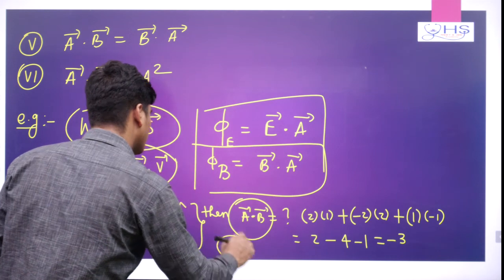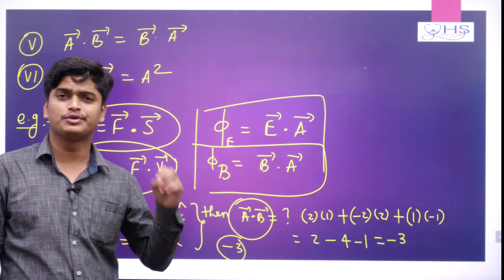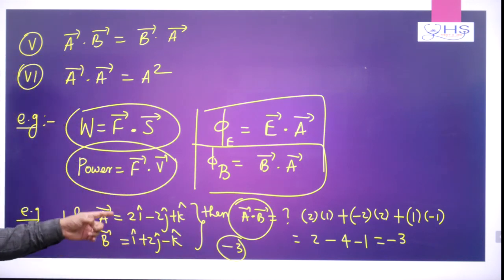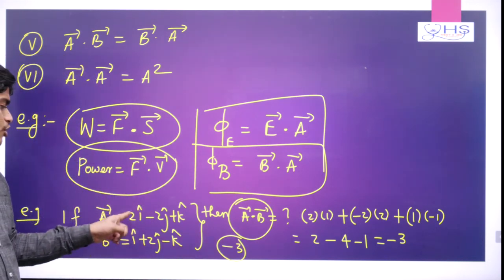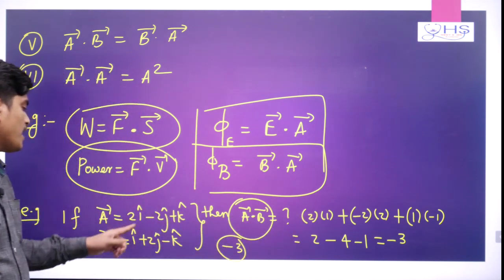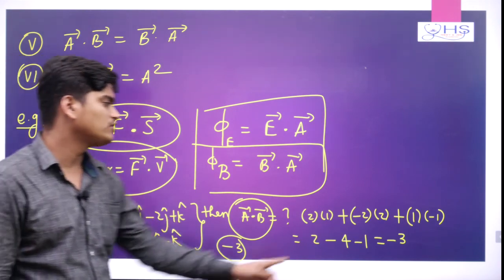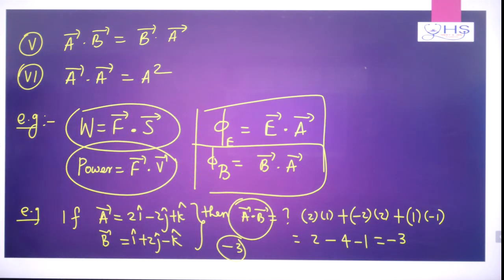And you see it is a scalar coming. That's why it is called the scalar product. The result will always be a scalar. So just check the coefficients. The i coefficient here is 2, and here nothing is there, which means 1. So 2 into 1 is 2, minus 2 into plus 2 is basically minus 4, and 1 into minus 1 is nothing but minus 1. So it is coming basically minus 3. Now next we will go to the cross product.